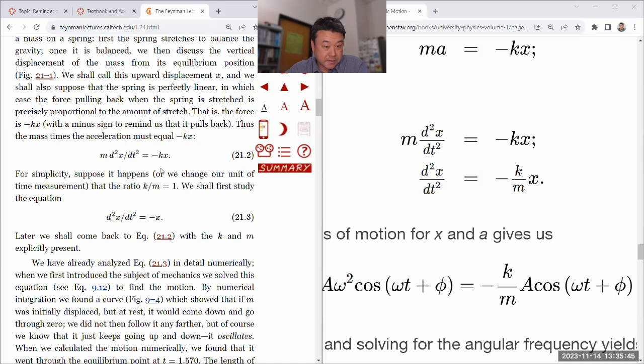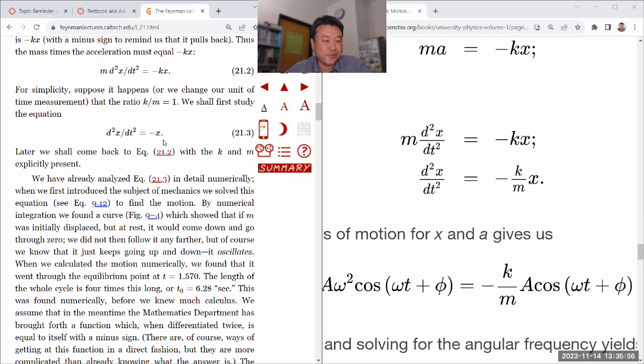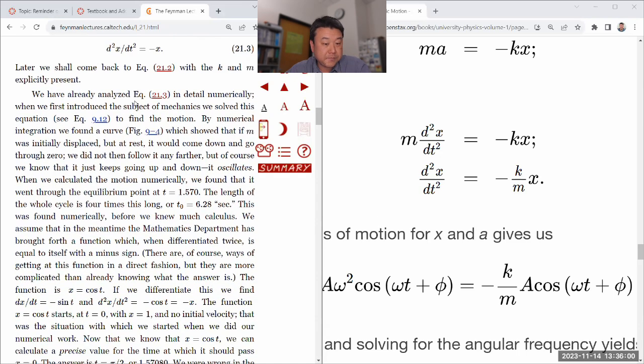So he simplifies this, or I guess the way he does it is he redefines his unit system so that the ratio of k over m is 1. All right, that's fine. Just remember that when you are comparing your numerical result with anything. And then he builds up from here.